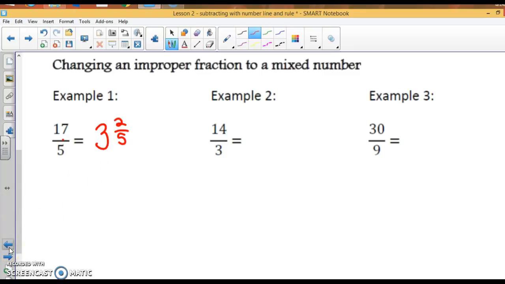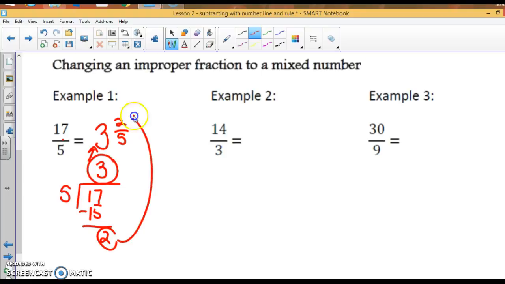But if you cannot do it mentally, what you do, the number in the numerator always goes in the box. This is 17 divided by 5. How many times does 5 go into 17? 3 complete times. 3 times 5 is 15. Subtract, you get 2. So this is 3, and the remainder 2 fifths. Let's take a look at this one. 3 goes into 14 4 times, that's 12, so our remainder is 2 thirds, and the denominator stays the same.